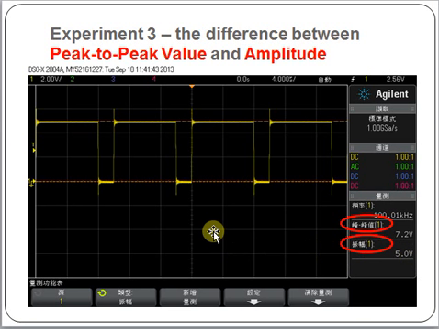I remind you one more time, our amplitude definition is half of the peak-to-peak value, which is different from the one shown on the oscilloscope.